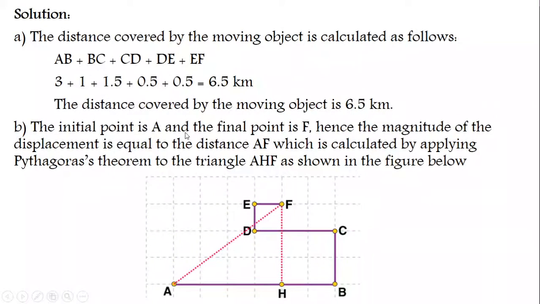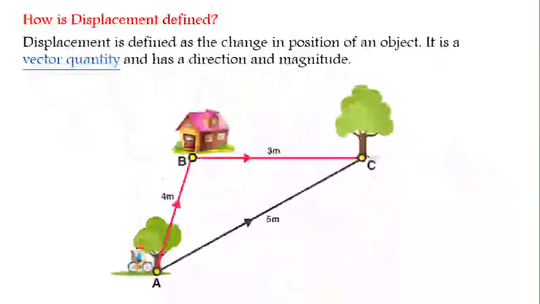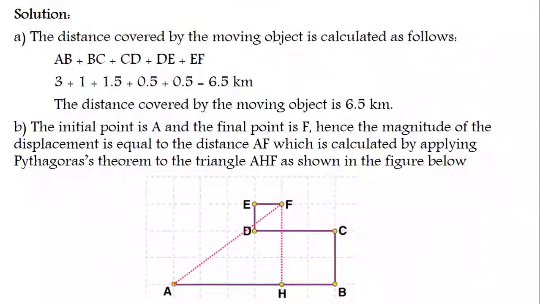The initial position is point A, and the final point is F. As I already told in the last example, the ground distance will not be considered here. The object is moving from A to F. This is the displacement distance, so you can calculate it using the Pythagoras theorem.